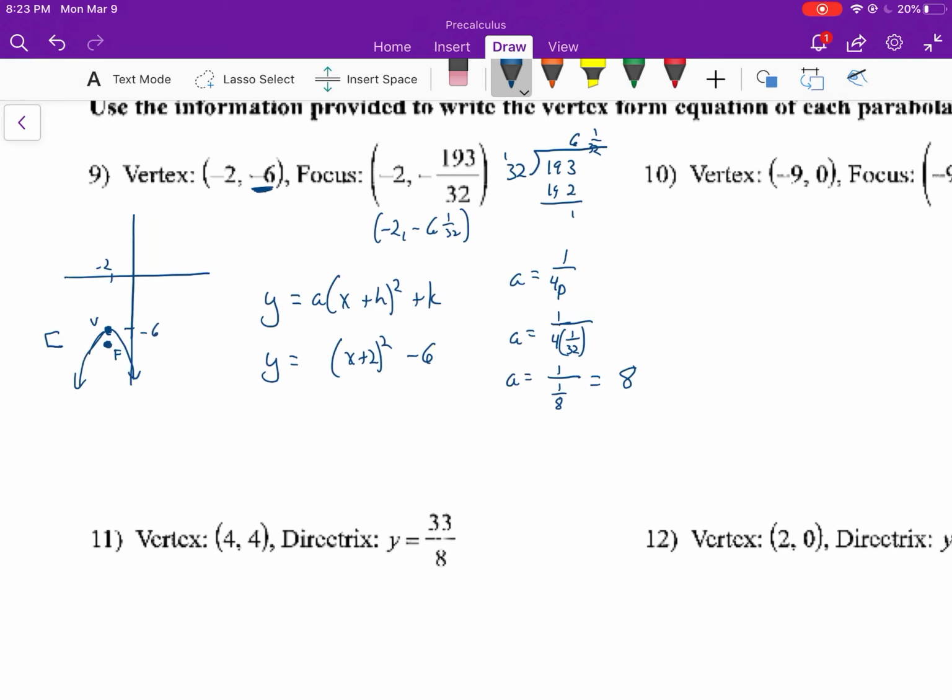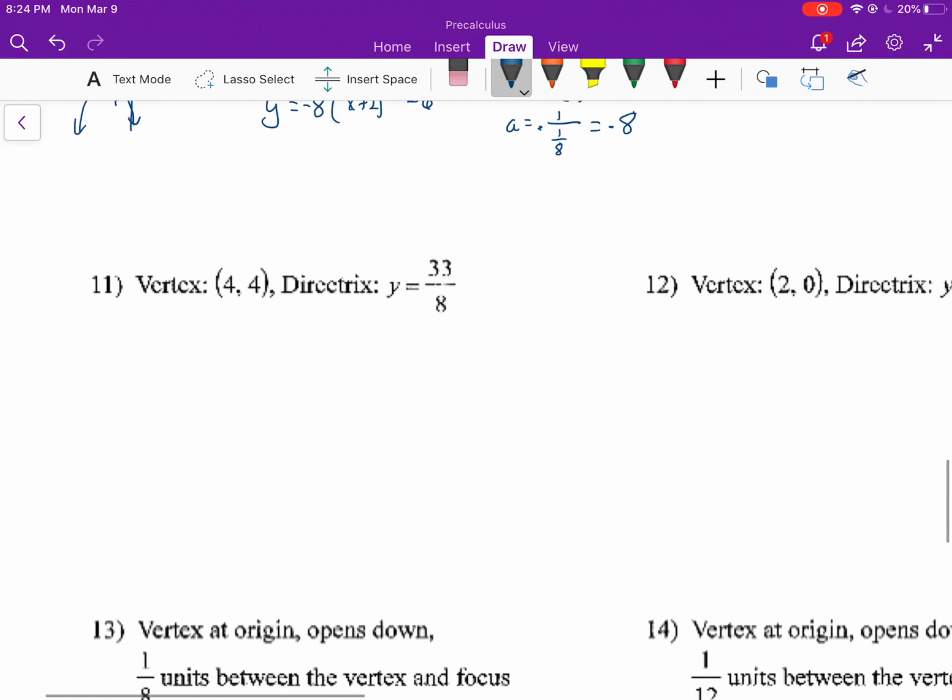We do have to be careful here, though. We know this is a parabola that is facing downward, so it's actually going to be negative 8. So we found a is negative 8. We used the very important equation, a equals 1 over 4p. We could put plus or minus here, because if it's facing downward, it's negative. If it's opening upward, it's positive. So you should be able to do the next number 10 similar to that, using this as an example.